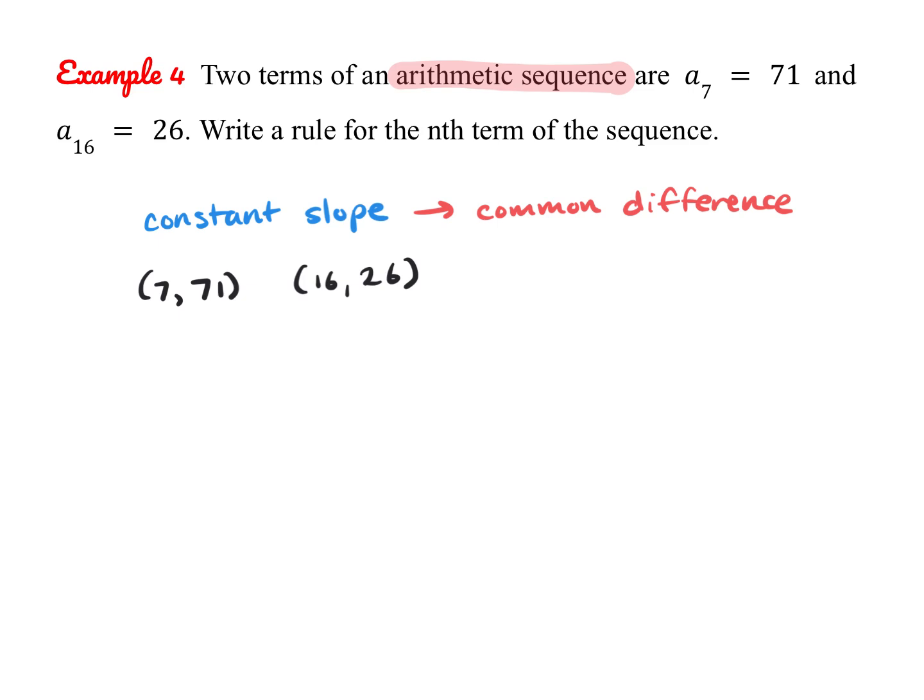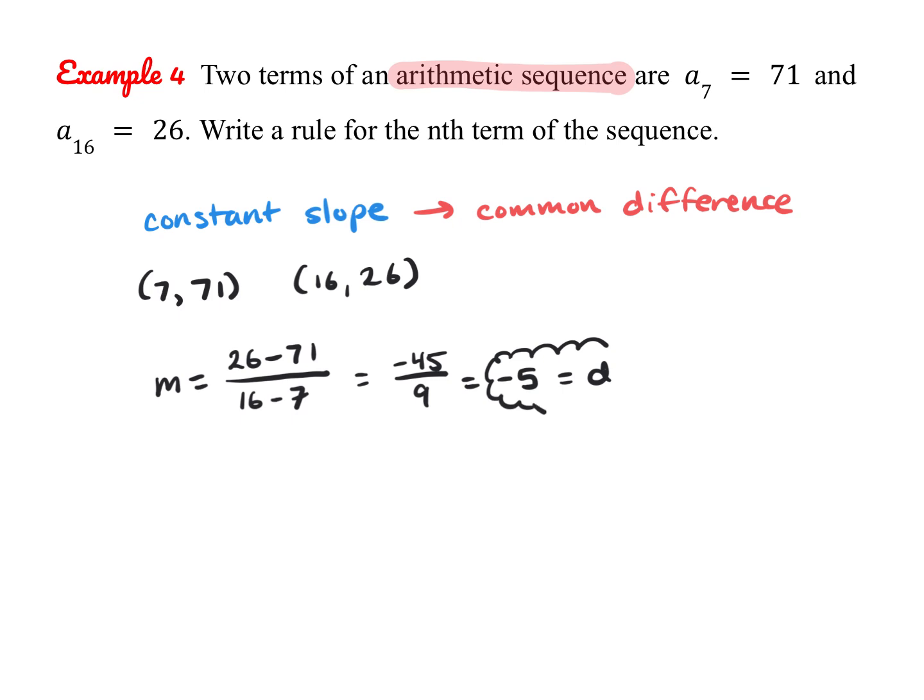So I know how to find the slope between those two points. I just do y2 minus y1 over x2 minus x1. So I have negative 45 over 9. So I see that m is negative 5, which again, that slope is the same as the common difference.